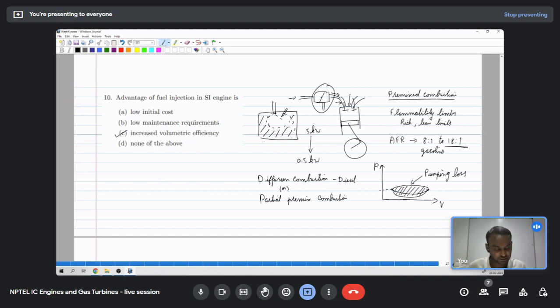So because of this we will avoid pumping loss and we will avoid throttling effects, and this will in turn increase the volumetric efficiency. When you remove the throttle from the engine, you will have more air volume, and even at part load we will have the same volumetric efficiency as in the wide open throttle conditions.